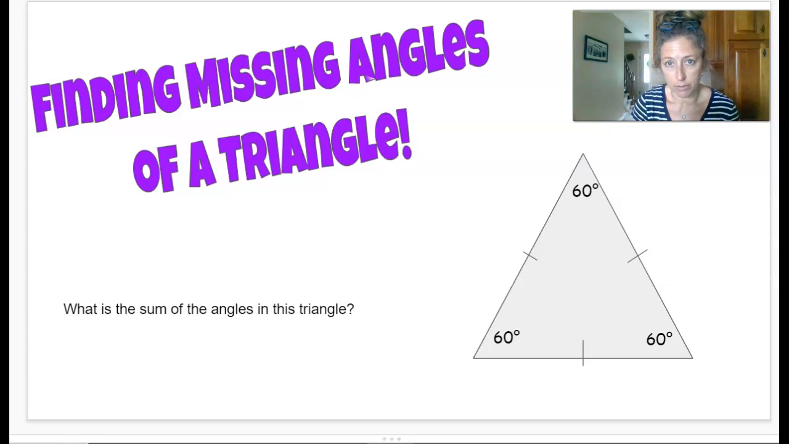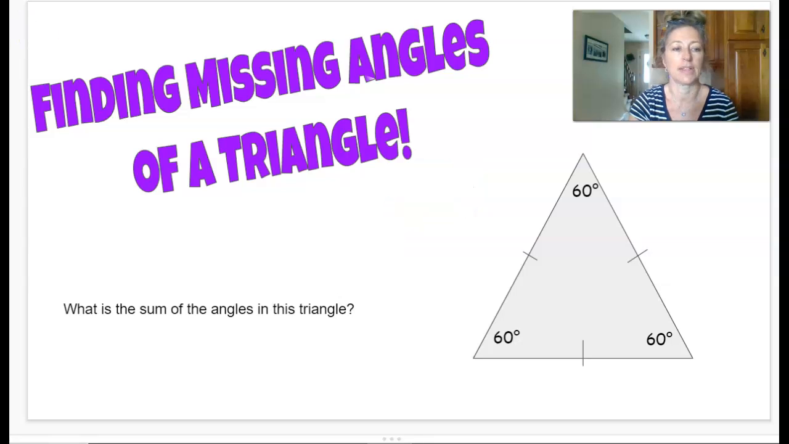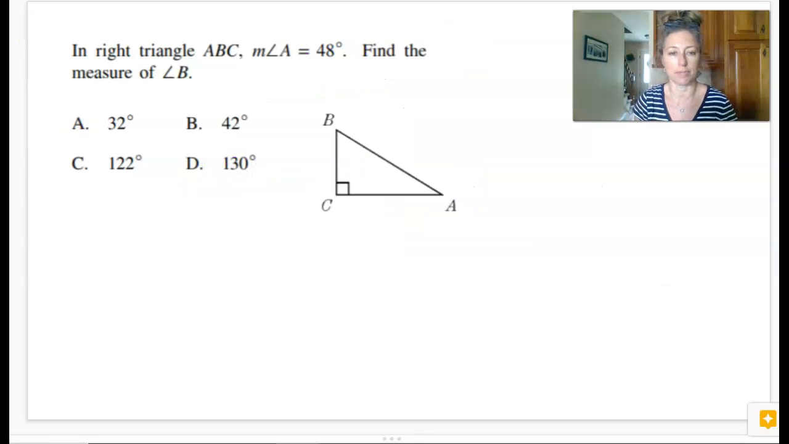You should have found that the total number of degrees in this triangle, or the sum of all three angles, is 180 degrees. Remember that because all triangles have a total of 180 degrees in them. Super important information as we go ahead and solve all of our problems. Let's go on to the next problem.